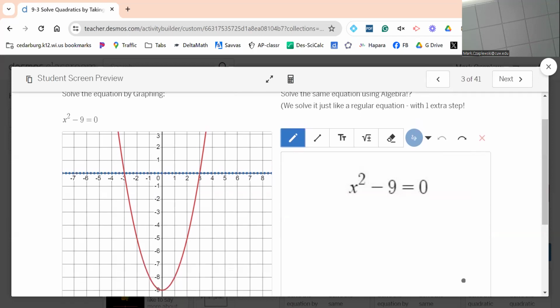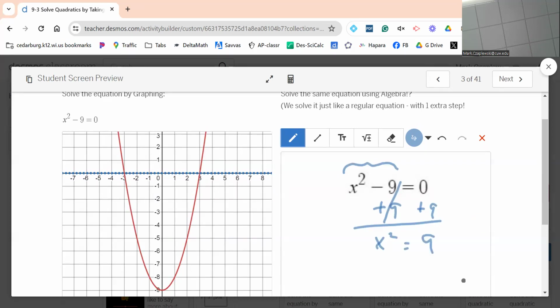So I have a quadratic equation over here. This is the equation. It's quadratic because it's x squared. To solve this manually, we're going to isolate the x squared by getting it alone, just like you would normally do if it was x. So I add 9 to both sides. That'll cancel this side. You get x squared equals 9.